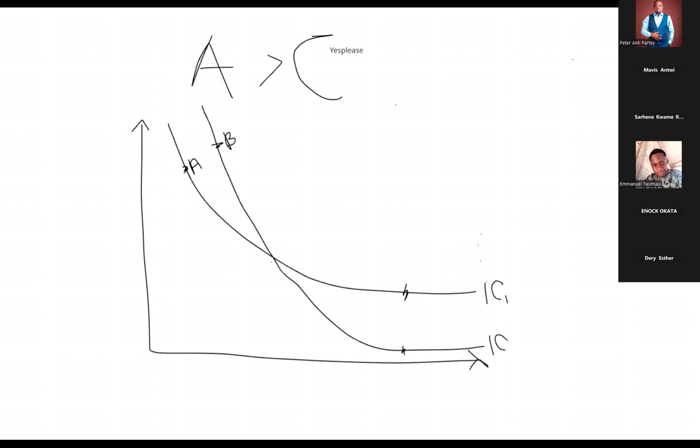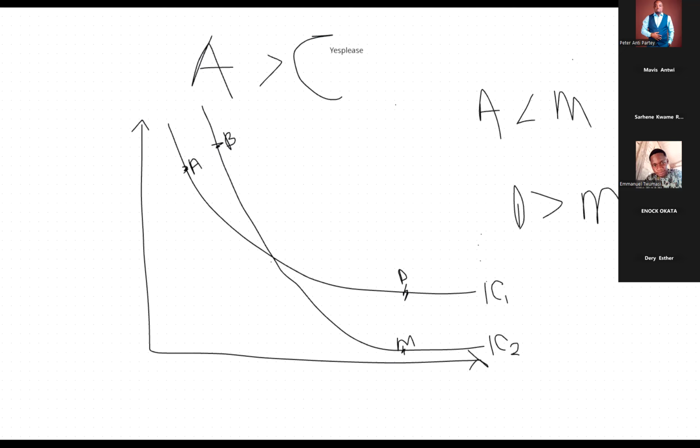Okay, but IC2 crosses IC1. And if it crosses IC1, you see that at this level, let me name this D, and then let me name this M. You see that at this level, D is greater than M. But at this level, A is less than M. This situation cannot happen.